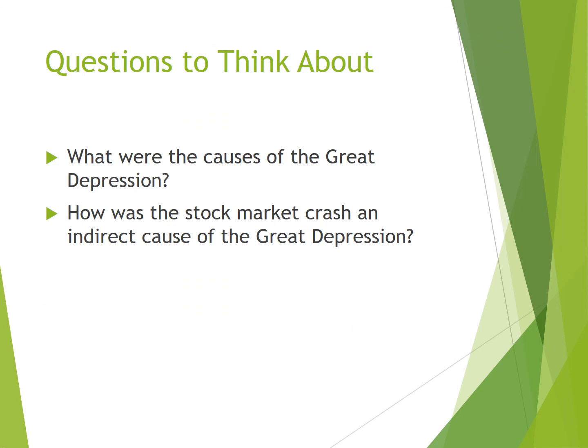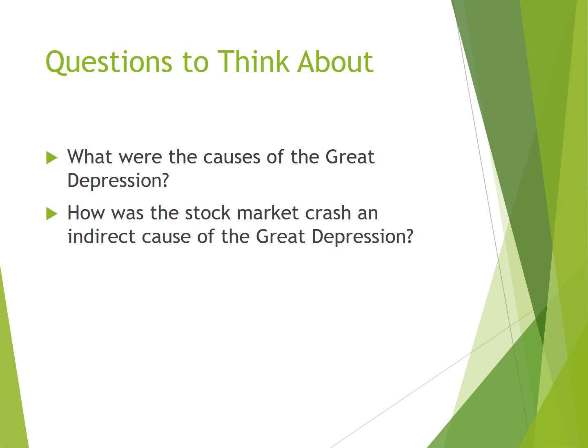So coming back to our questions to think about, what were the causes of the Great Depression? It's not necessarily what you'd think it would be. It's actually the unstable foundations of the 1920s economy that lead to the Great Depression. So overproduction, the unequal distribution of wealth, the unstable economic conditions in Europe, the decline of the agricultural sector, excessive credit, and government policies, specifically trickle-down economics.